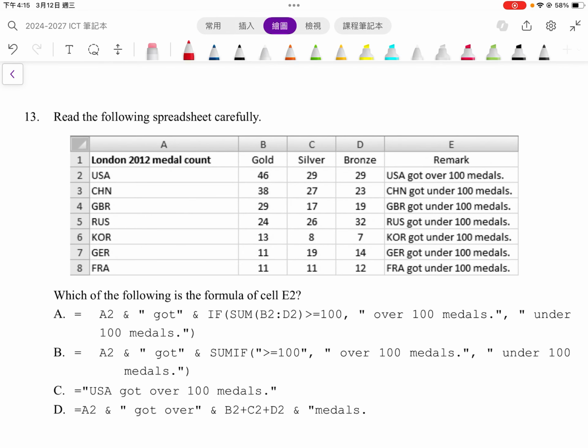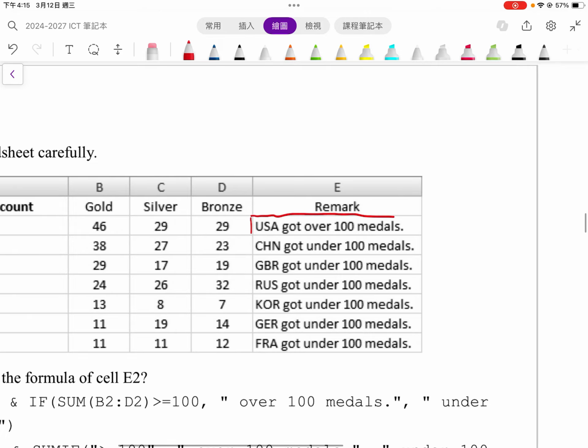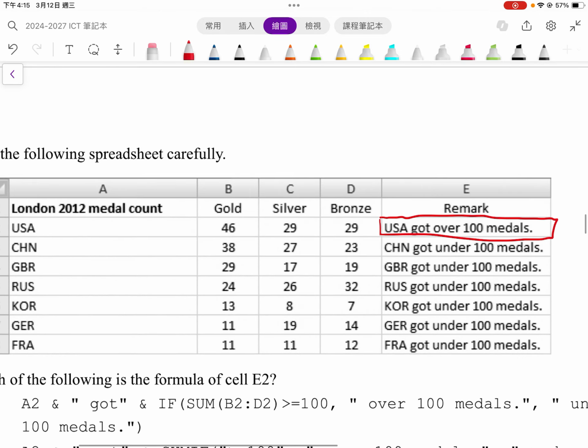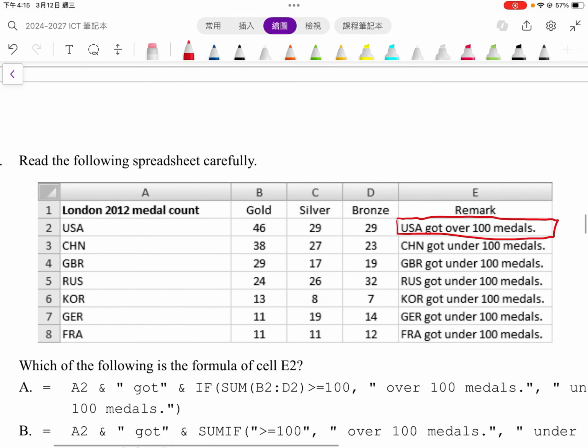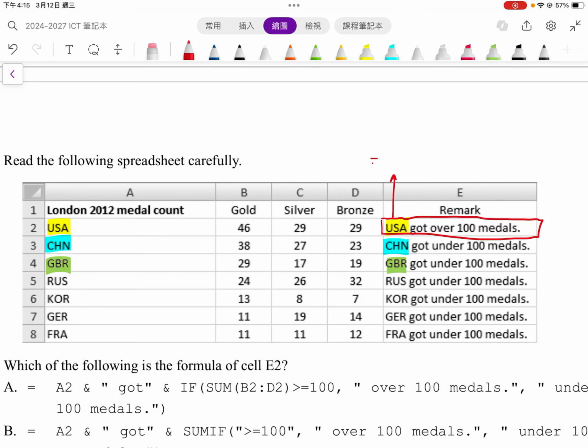Next, question number 13. You got the table and then they ask you which of the following is the formula of the cell E2, which is here. So you need to get understanding from what is happening in E2. So E2 is a text called USA got over 100 medals. So very most likely USA is referring to the A2. And you can trace to the next few records, CHN, GBR. So you can guess the first place should be equal A2.